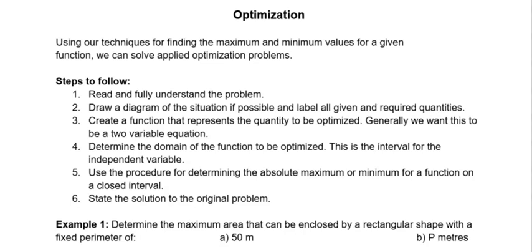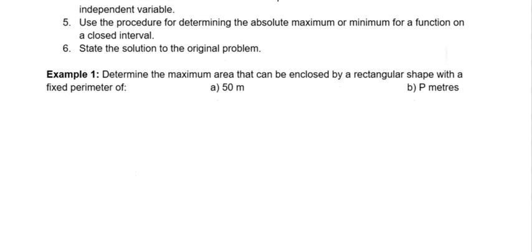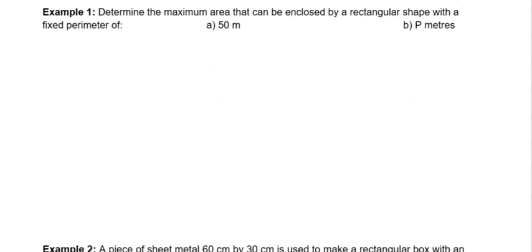Step 5, use the procedure for determining the absolute maximum or minimum for a function on the closed interval, and then state the solution to the problem. So let's see what this looks like. Determine the maximum area that can be enclosed by a rectangular shape with a fixed perimeter of A, 50 meters, and then B, just P meters in general.